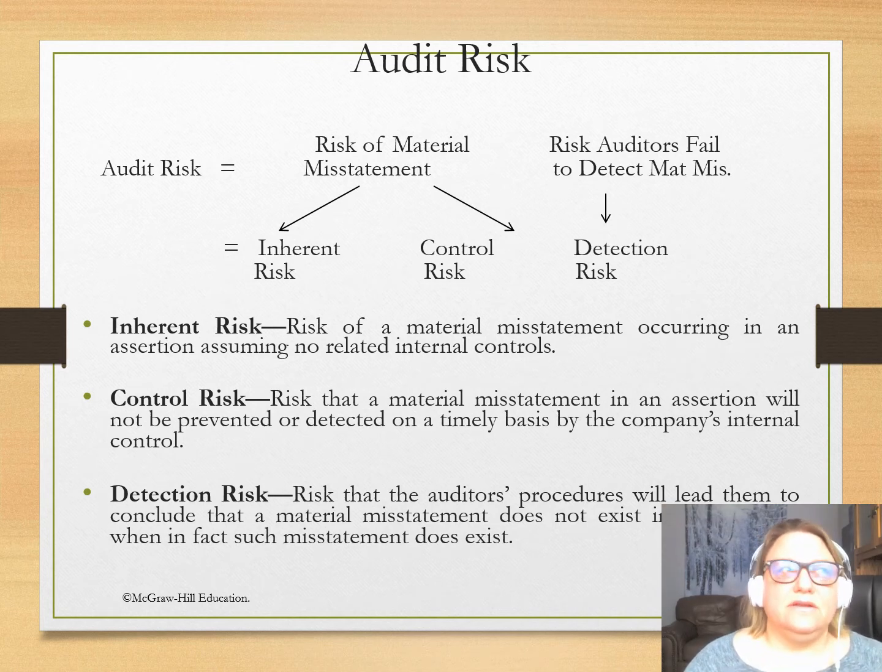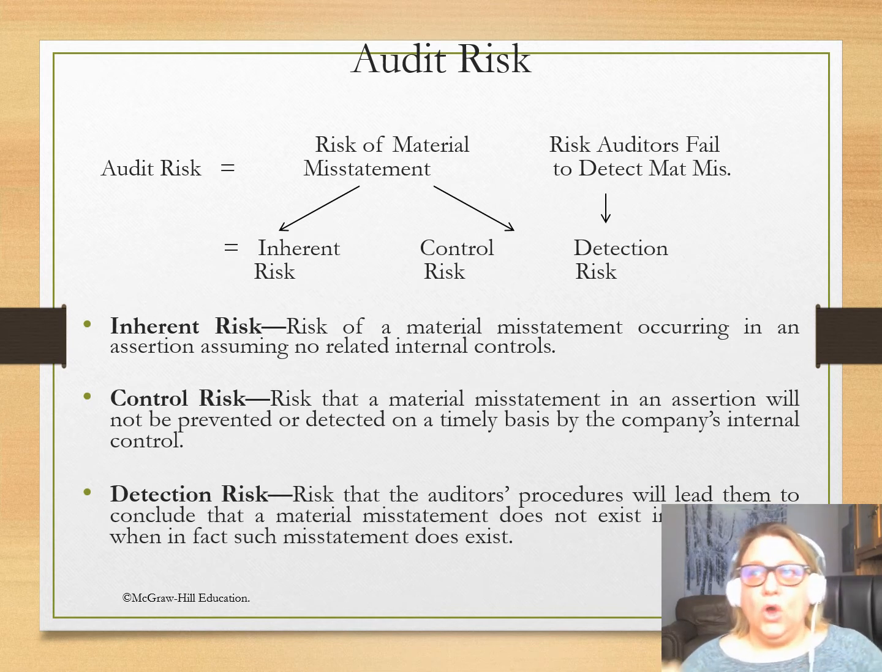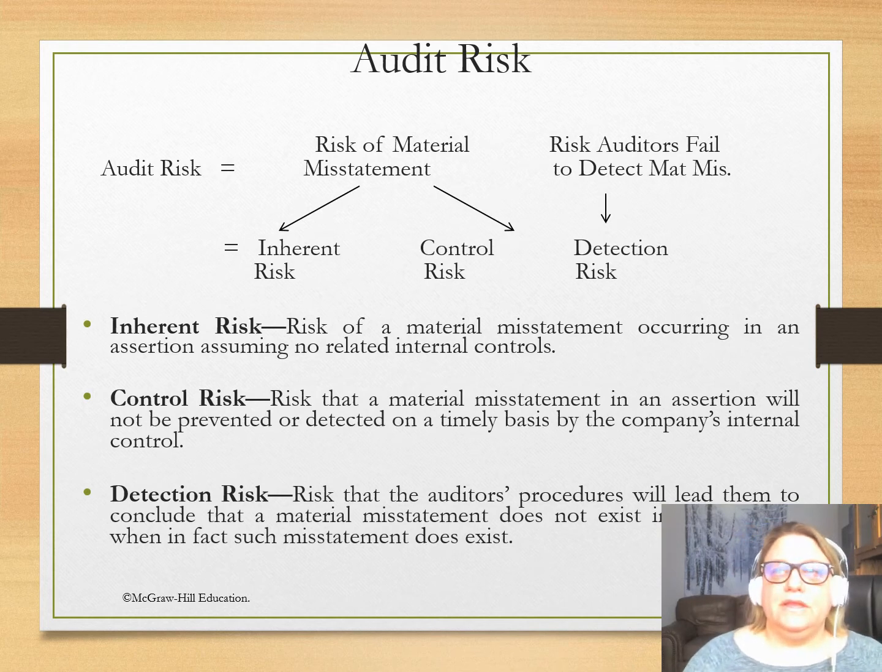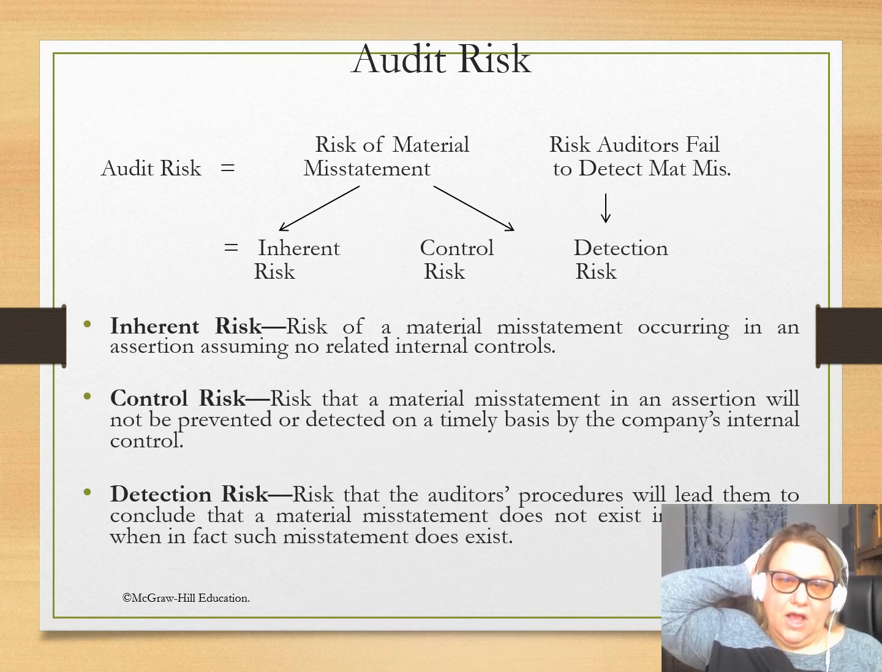Within the risk of material misstatement, there is inherent risk, the risk of material misstatement that has nothing to do with internal control. And then control risk, the risk that an assertion will not be prevented or detected on a timely basis by the company's own internal control. Now, here is an example of an inherent risk. An inherent risk would probably come up in a particular transaction that is very complicated.